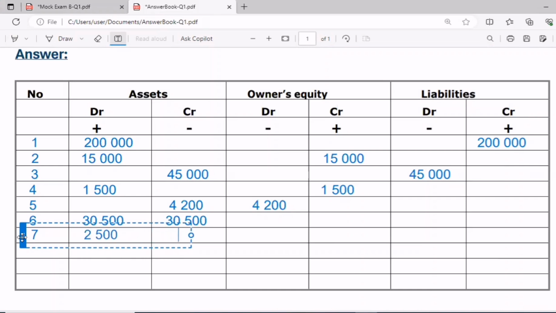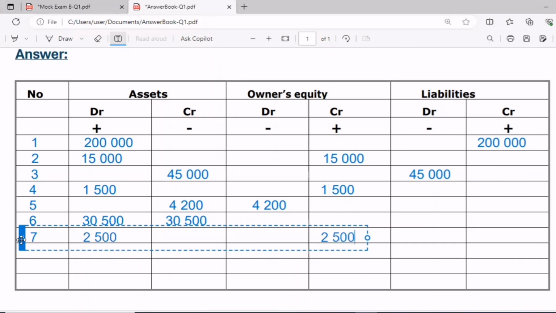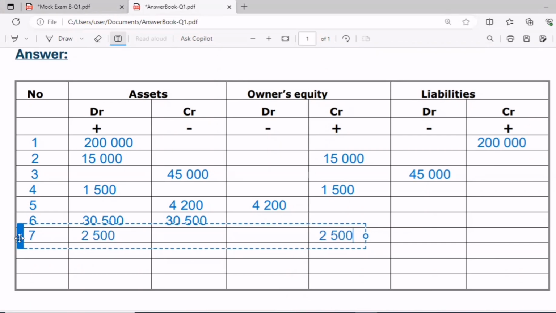And then the other account we were selling. So we have sales, which is an income. So all income accounts increase the equity. So under equity, on the credit side of equity, we're gonna show the 2.5. So this is an income we are selling. So sales, guys, whether cash or credit sale, will be recorded as an income. So all sales, both cash and credit, are part of income. So all income accounts increase the owner's equity, the value of owner's equity.